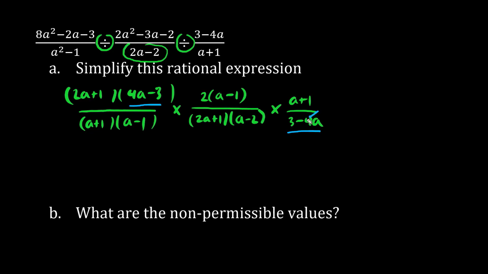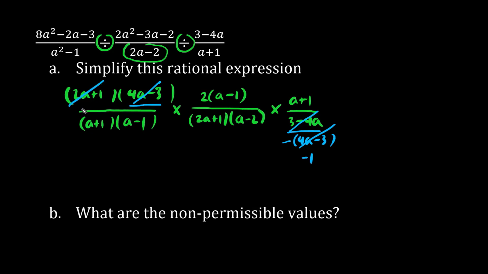Because if we rewrite this as negative 4a minus 3 with brackets, we have an equivalent expression. Negative 1 times 4a is negative 4a, and negative times negative is positive 3. And by doing so, we have the same factor up here, which can cancel out with this factor here, leaving only negative 1 on the denominator.